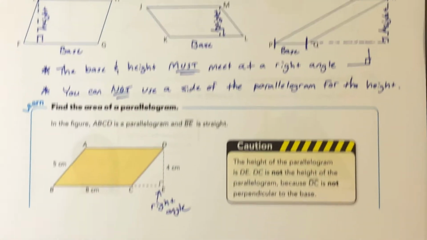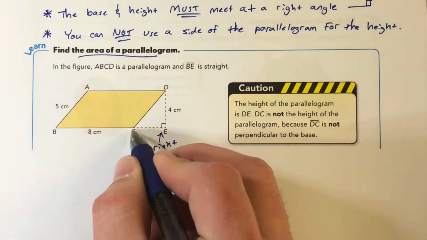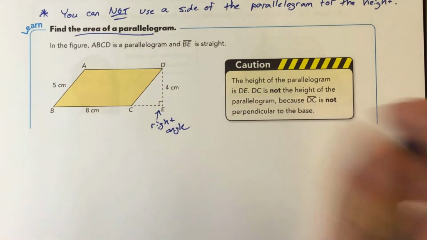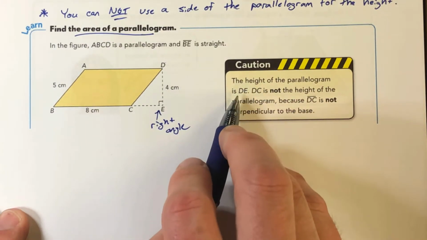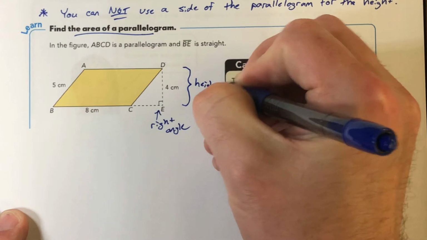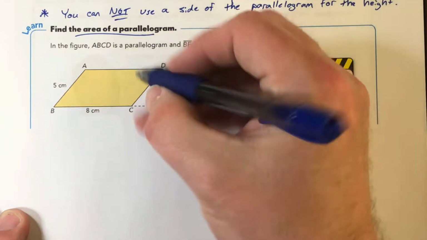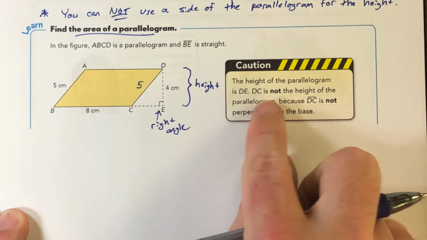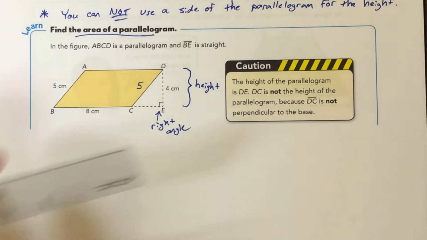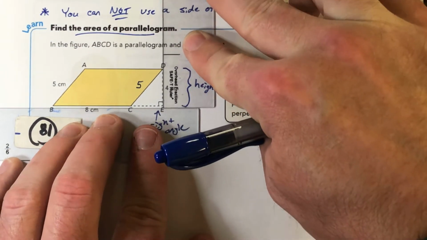Our first example, we're going to find the area of a parallelogram. So in figure ABCD, line BE is straight. A note of caution, the height of the parallelogram is line DE. So again, this is our height. DC, which by the way would be 5 because opposite sides are equal, that is not the height. Why? Because it's not perpendicular to the base. It does not form a right angle. That, not a right angle. This is a right angle.